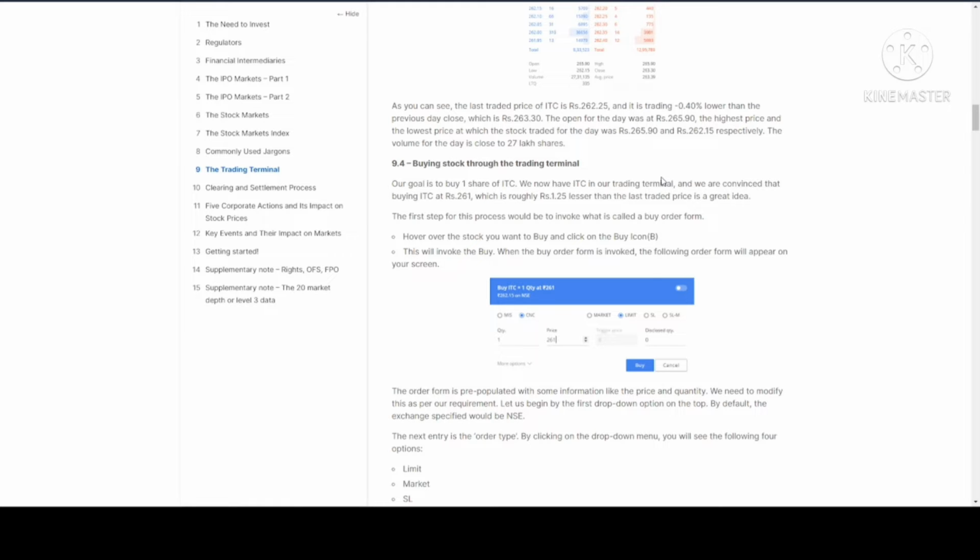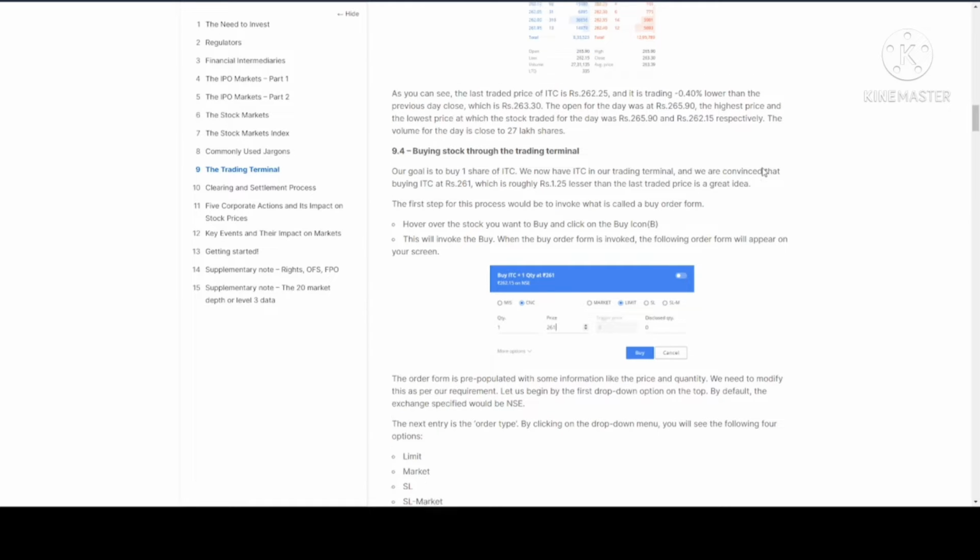Buying stock through the trading terminal. Our goal is to buy one share of ITC. We now have ITC in our trading terminal. And we are convinced that buying ITC at rupees 261, which is roughly 1.25 lesser than the last trade price, is a great idea. The first step for this process would be to invoke what is called the buy order form.